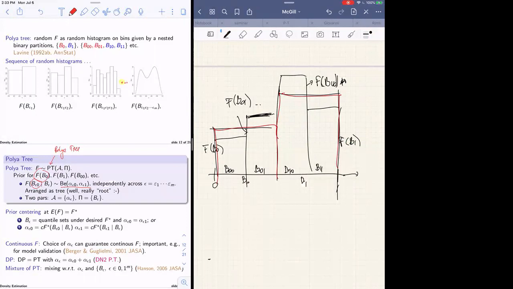All we did was split the red probability mass of B0 into the probability masses of B00 and B01. So in the sense of the probability masses, the descendant histogram bins always have to add up to the parent histogram bin. They can certainly never be bigger. Although the histogram bar can be taller, like here, that one ends up taller. Actually, one of them has to be taller, because if all of them were smaller, then they couldn't add up to the parent, right?